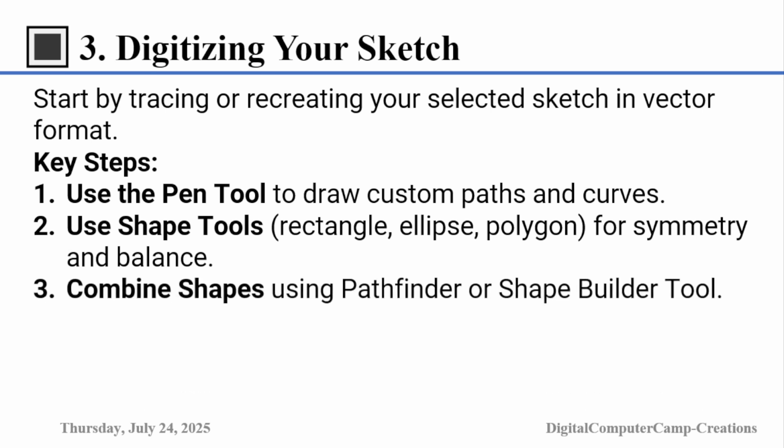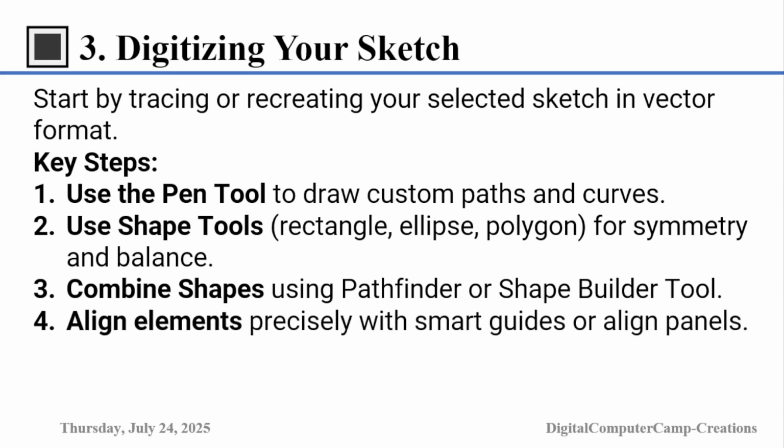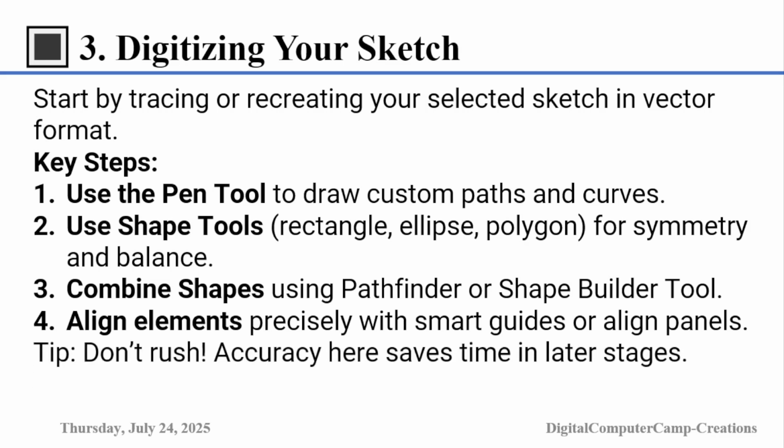And then step number 3, you can combine shapes using Pathfinder or the Shape Builder tool in Adobe Illustrator. Then you can align elements precisely with smart guides or the Align panel. Then you have a tip: don't rush. Accuracy here saves time in later stages. Here you are not sketching, don't rush, my friend. Let's go slowly.